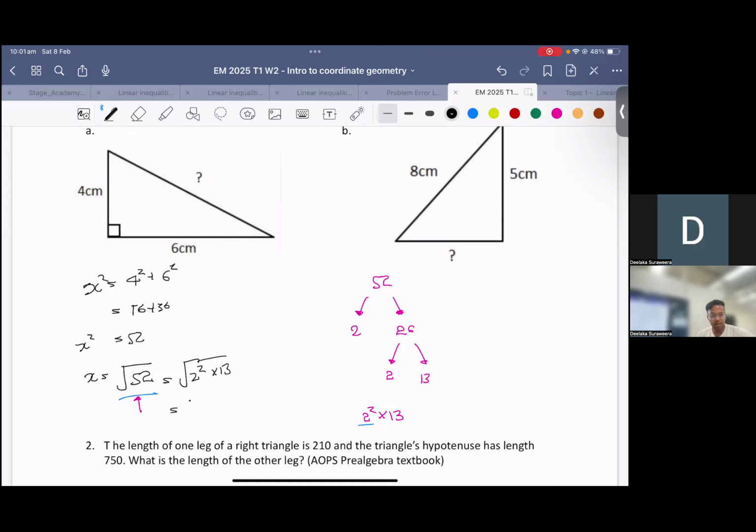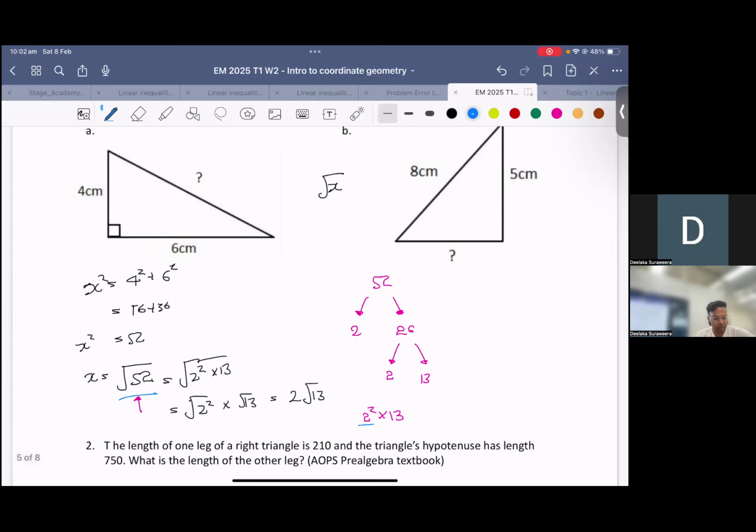So this is the square root of 2 squared times 13. And what you can do is split this up: root 2 squared times root 13. What's root 2 squared? 2, right? Square root of x means which number do I square to get x? So if it's the square root of 2 squared, which number do I square to get 2 squared? 2. Make sense? So it's 2 root 13.